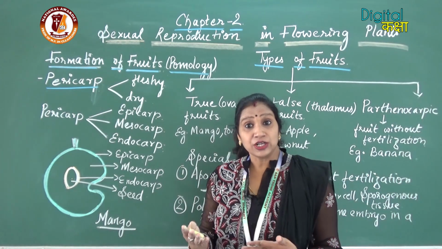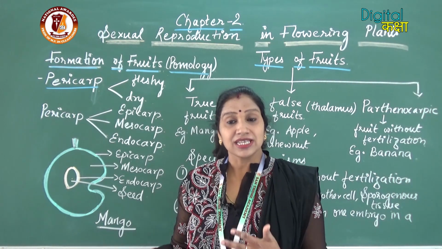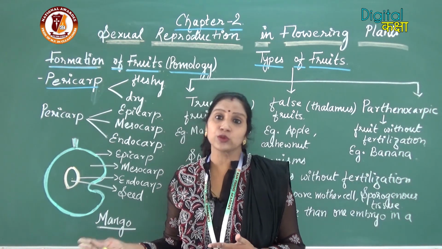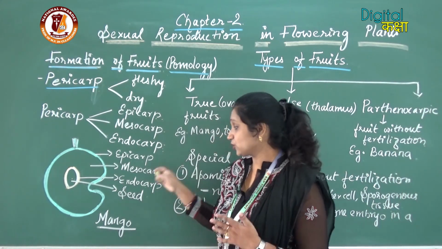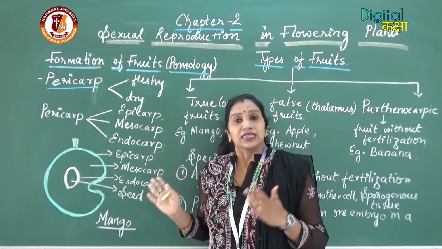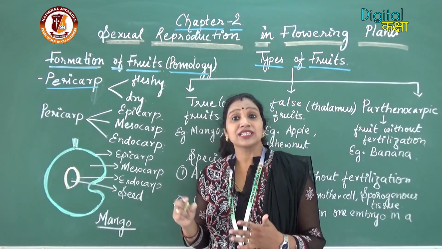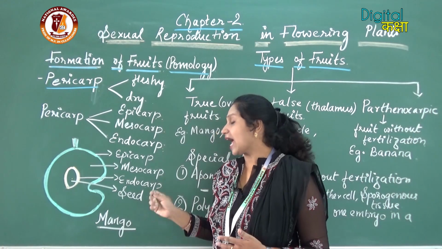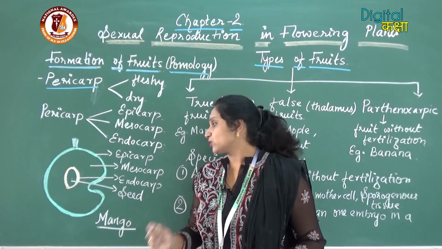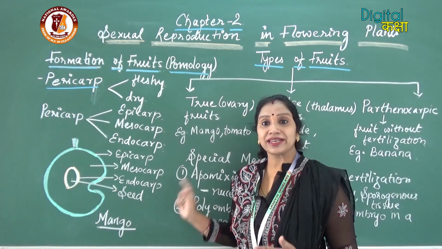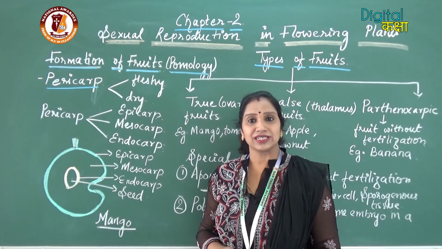So inside the endocarp, the endosperm, that is the white part, and the free nuclear endosperm, that is the coconut water, is present. So in case of coconut, the epicarp is the green part, the mesocarp is fibrous brown colored, and the endocarp is the hard covering. So that was about the pericarp of the mango and the pericarp of the coconut.